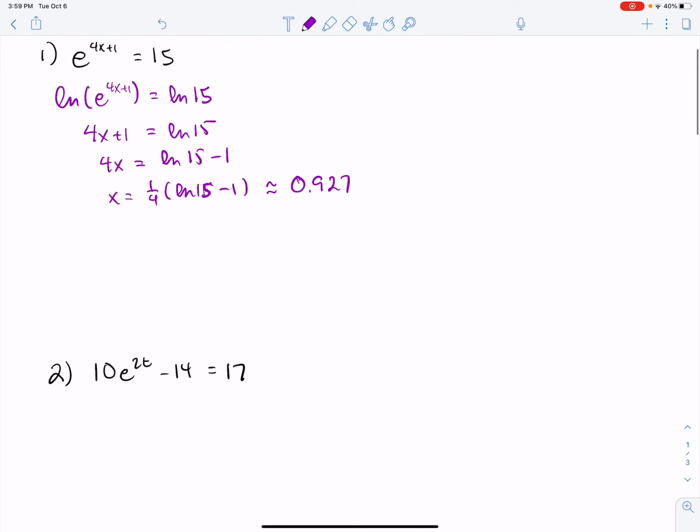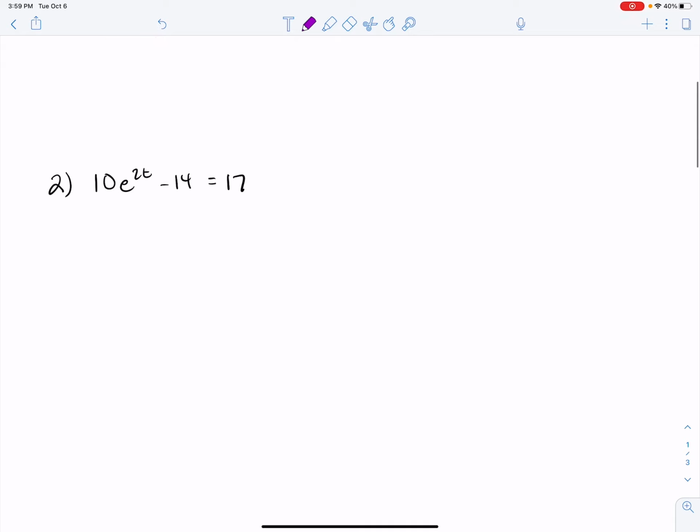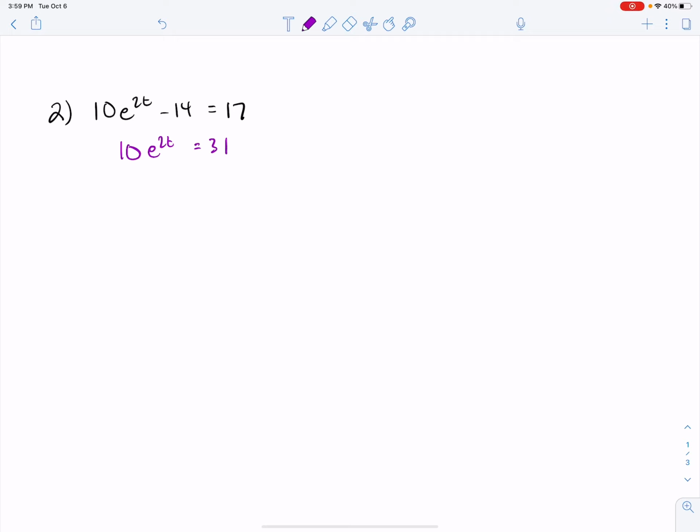Same idea occurs here in the second example, 10e to the 2t minus 14 equals 17. But we have a couple of extra steps that we need to do before we can apply logarithms. So in order to use the logarithm property of natural log of e to something is that something, we need to get that exponential expression by itself. And so I need to add 14 first. When I add 14 to 17, I get 31. And then I want to divide by 10. And 31 divided by 10 is 3.1.